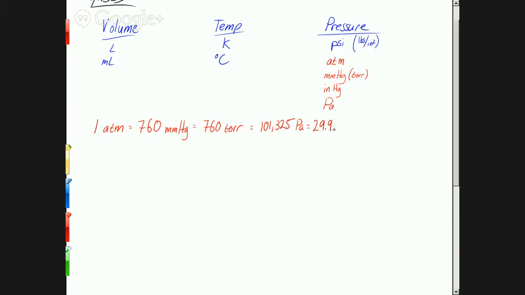Which is 29.9 inches of mercury and 14.7 psi. So these are all called standard pressure, just standard based on that atmosphere. That's atmospheric pressure at sea level. You don't have to memorize these numbers. I'll give you these numbers if you need them. But it gives you a sense of what pressure amounts are.